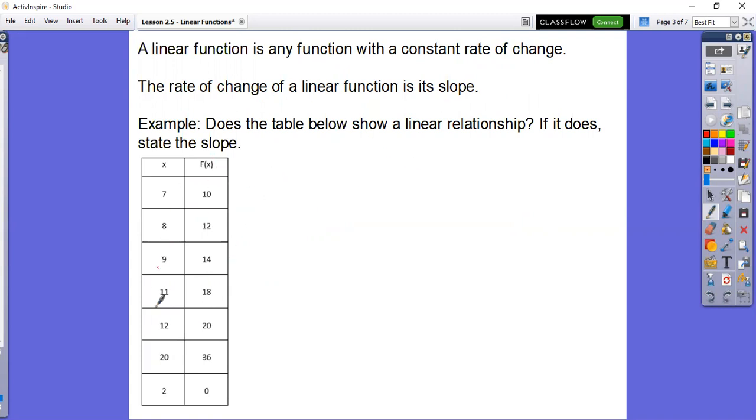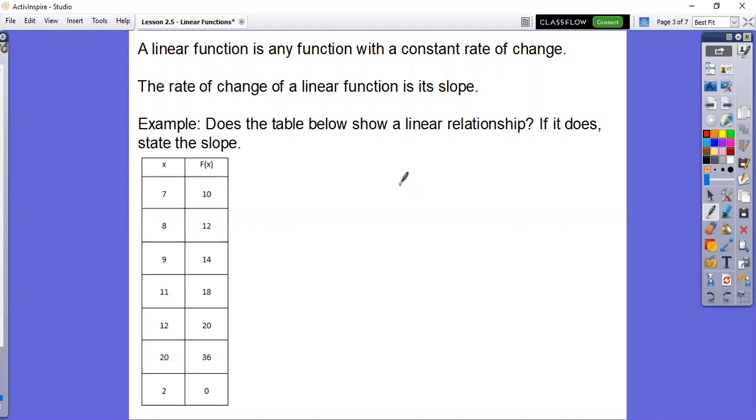So does this table show a linear relationship? If it does, state the slope. If you want to, take a second to pause this video, take a look at this table, and tell me if it looks like a linear relationship, because I'm about to go ahead and answer this question. So if you want to pause, pause now.